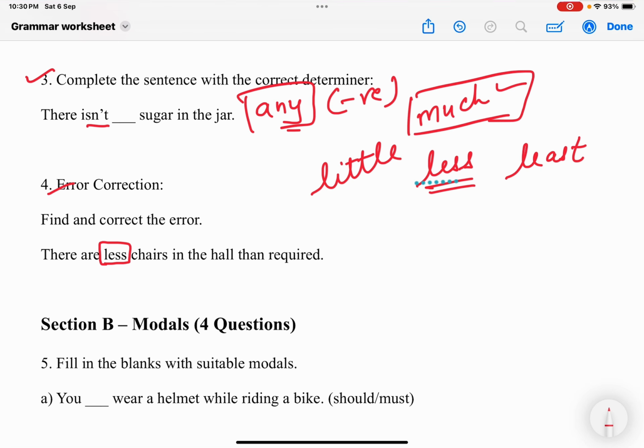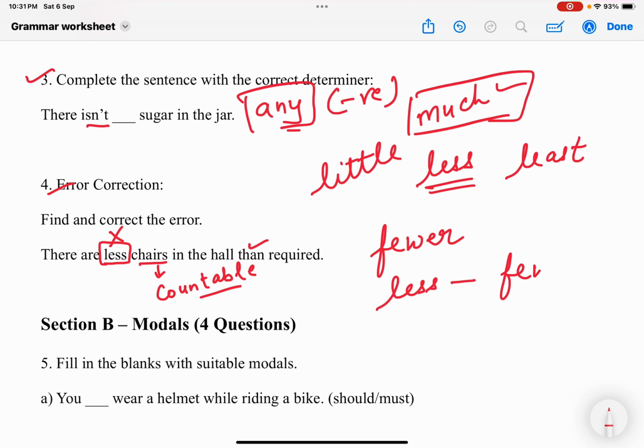It is correctly used here if we just talk about the comparative adjective, because than is used and here it is doing a comparison. But here do concentrate on the chairs. Chairs is a countable noun. It is not uncountable, it is a countable noun. So less is wrong here, and we are to use few, but we are to use the comparative degree of few. So that means fewer. So the error is less and the correction is fewer. There are fewer chairs in the hall than required.